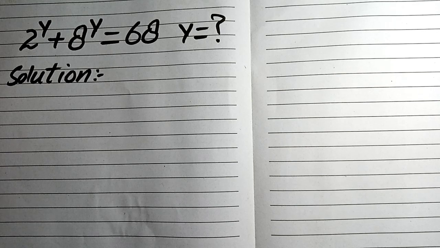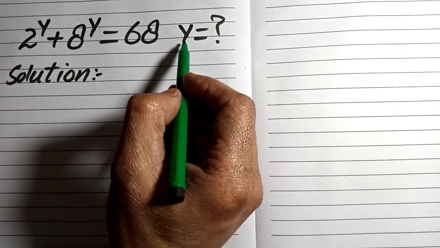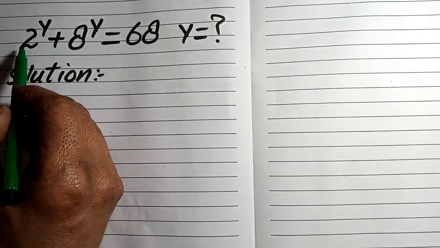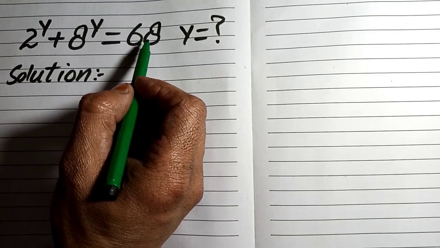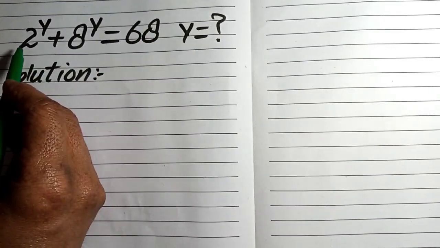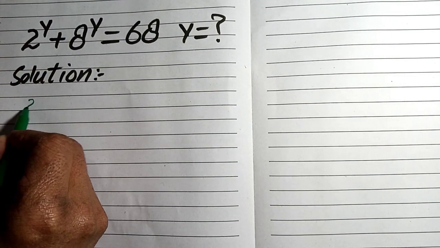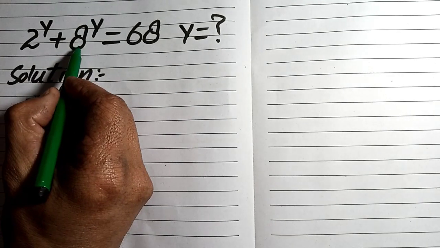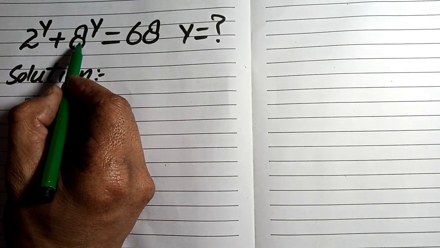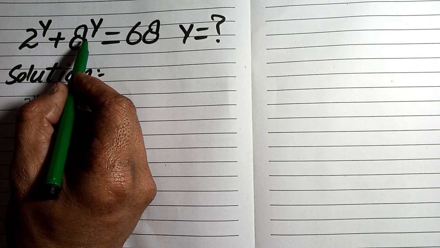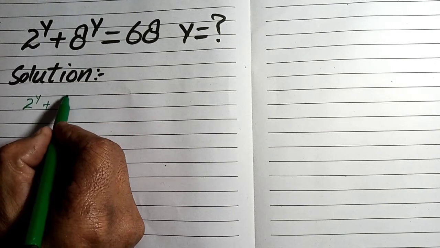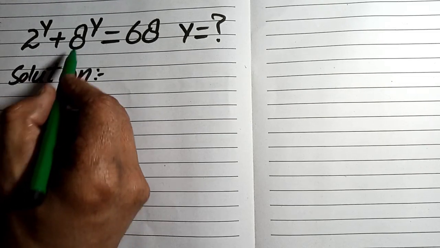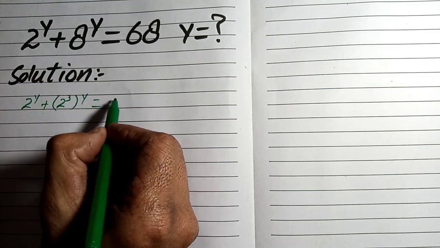In this math Olympiad problem, we are finding the variable y, given that 2^y + 8^y = 68. In this question we have 2^y, and we can write 8 in its factor form as 2 × 2 × 2, or 2^3. So we can write (2^3)^y.